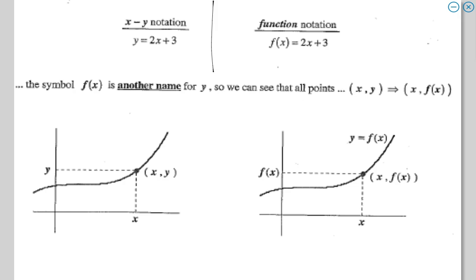This is what it looks like graphically. The function is just the curve. This is the function, the curve, the graph. So for some x, there's some y that goes with it. For some x, you apply the function at x and you get the y coordinate. So f at x is just the y. Okay?